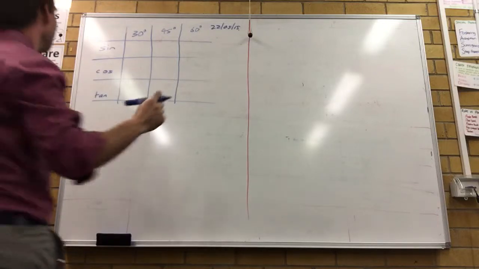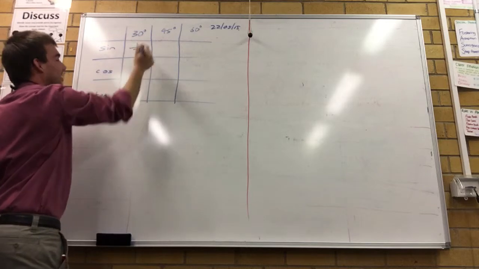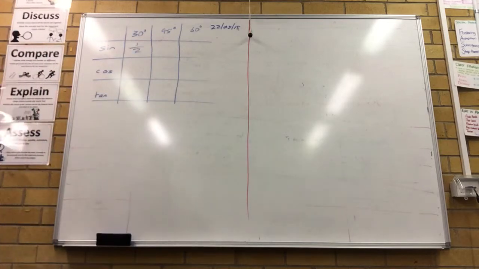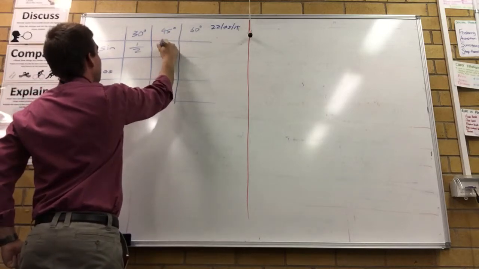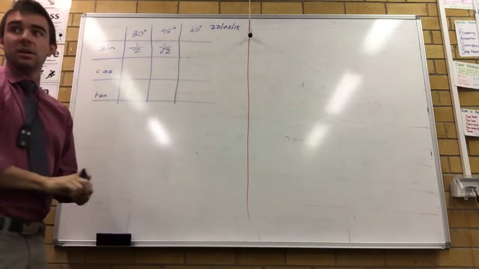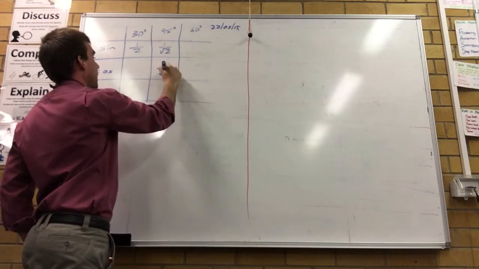One's 1. Alright, what's sine of 30? Which is half. Okay, sine 45. 1 root 2. Now, what is cos 45? 1 over root 2. Same as sine 45, remembering your complementary angle result.